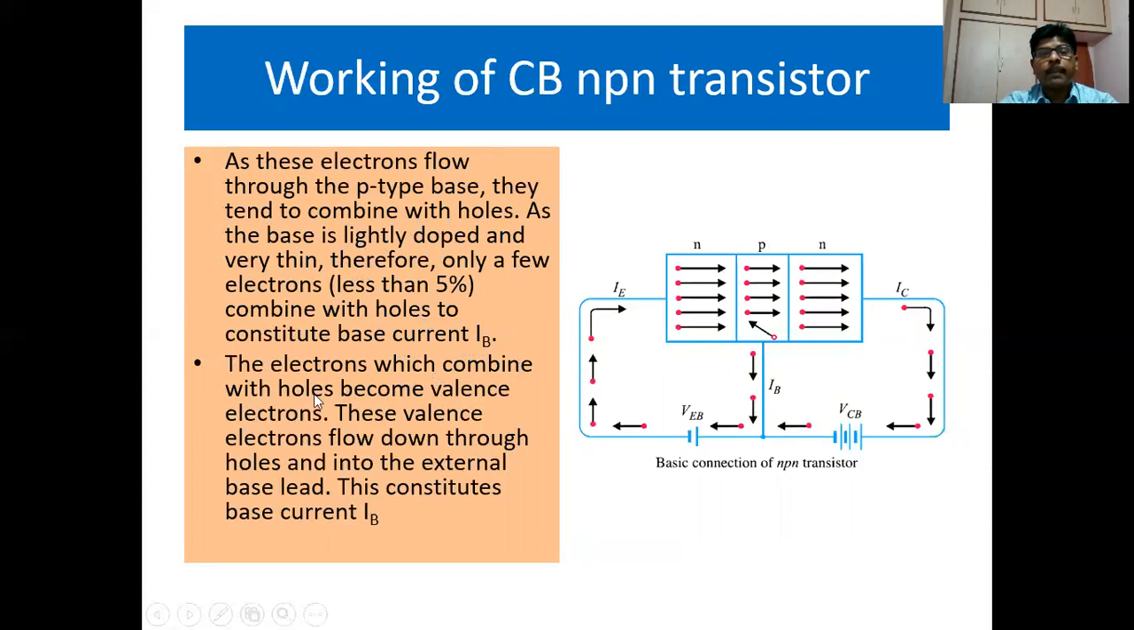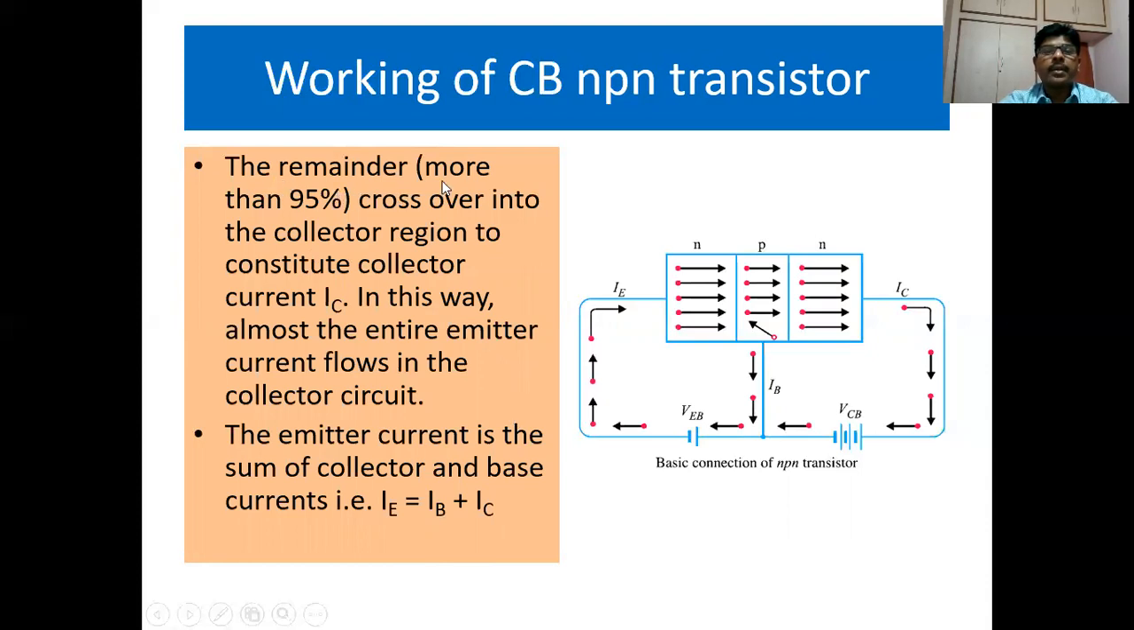The electrons which combine with the holes become valence electrons. These valence electrons flow down to holes and into the external base lead. This constitutes the base current IB. The remainder, more than 95%, cross over into the collector region to constitute the collector current IC. In this way, almost the entire emitter current flows in the collector circuit. The emitter current is the sum of the collector and base current, or IE is equal to IB plus IC.